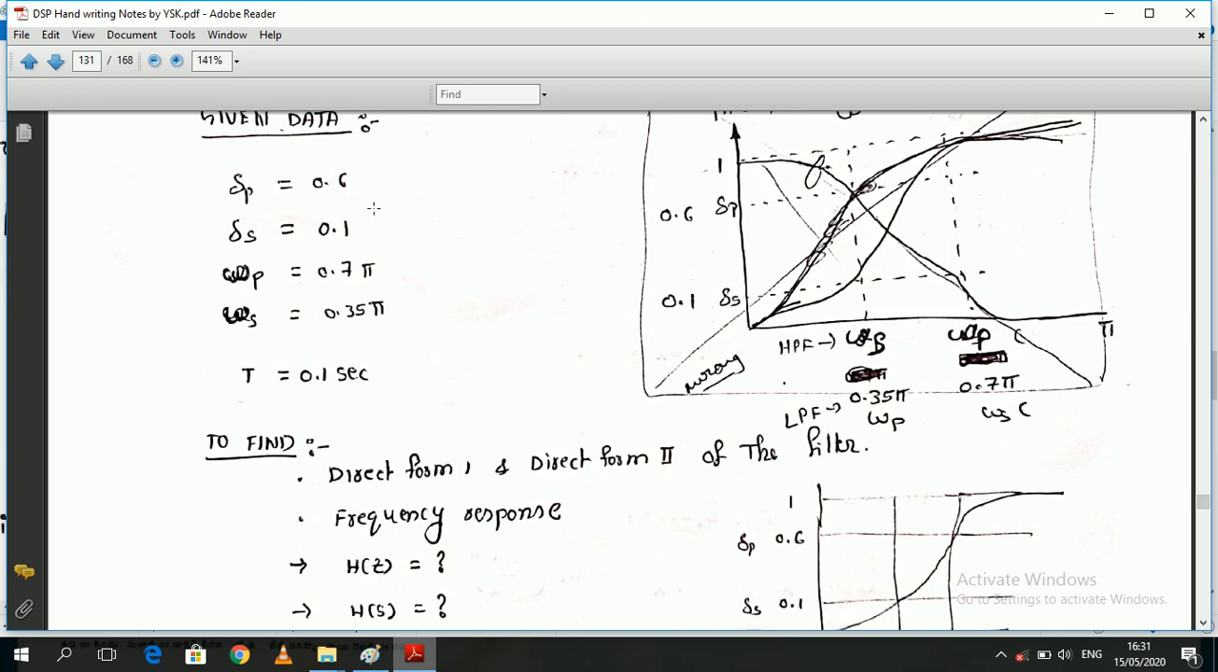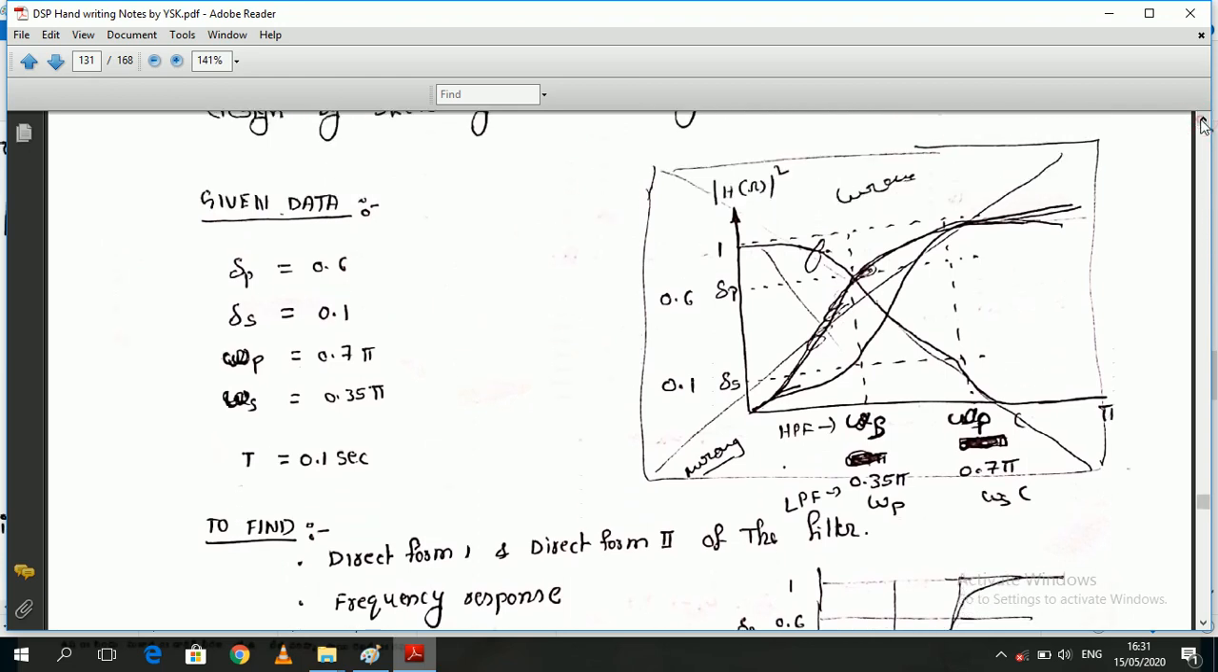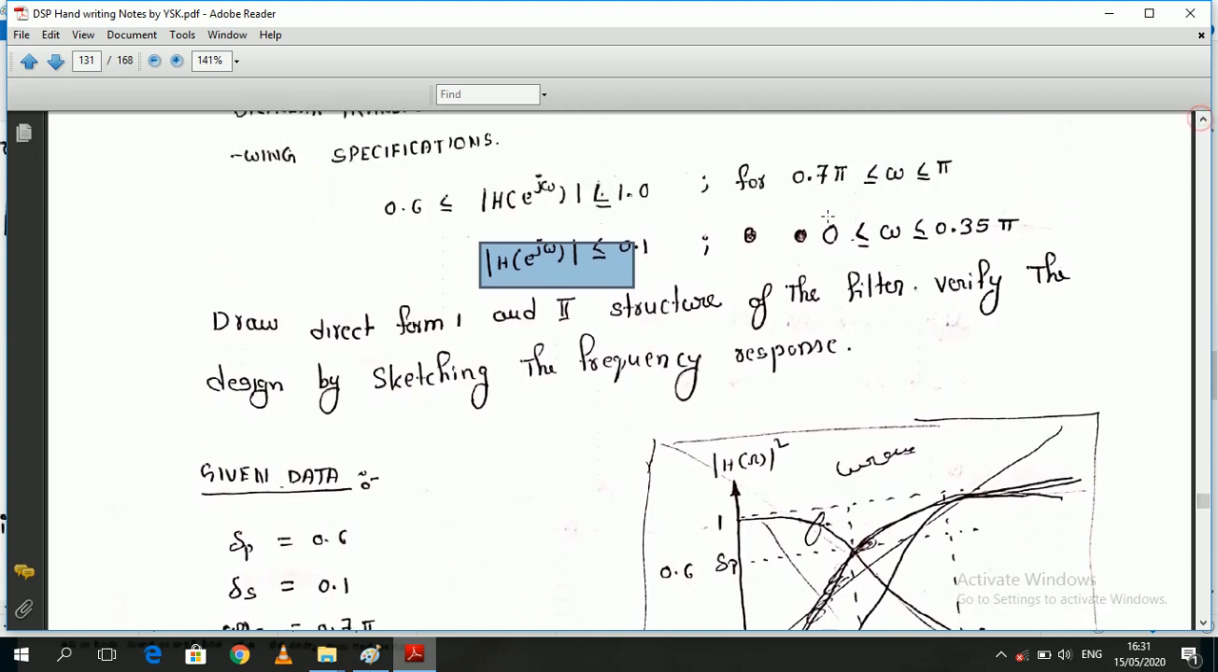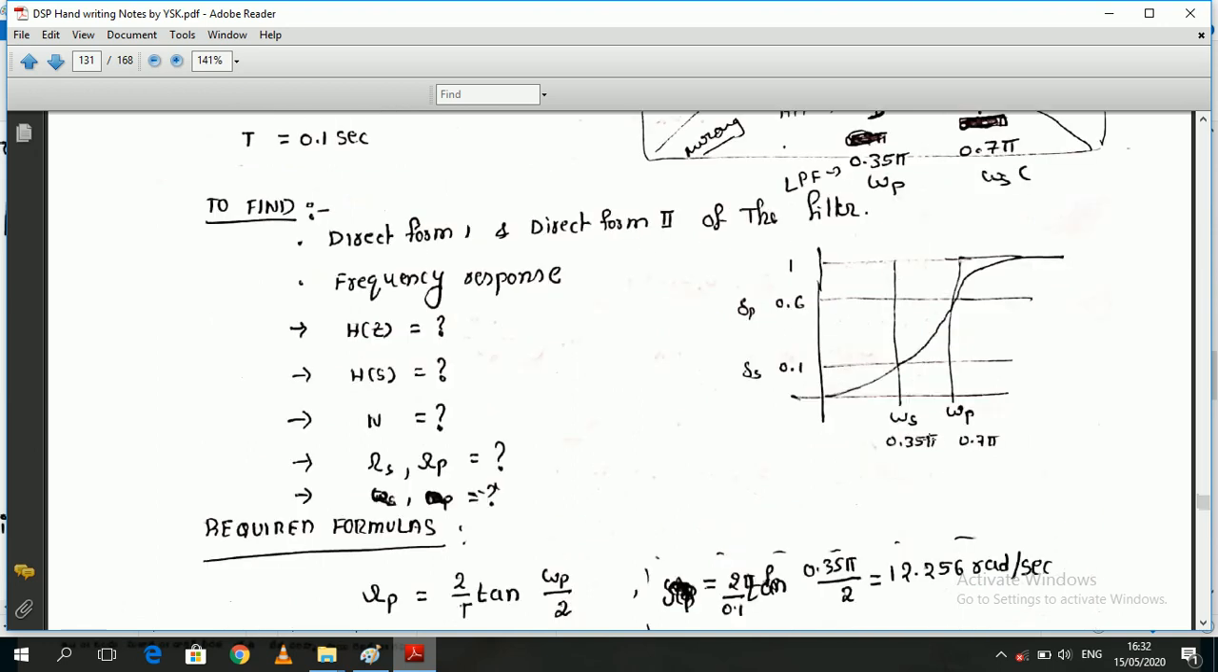So omega p is equal to 0.6 and omega s is equal to 0.1, because you observe what is the higher frequency and what is the lower frequency and magnitude and everything. See, this is the lower frequency, 0 to 0.35, that means the magnitude is less than or equal to 0.1, and for 0.75 pi to pi, this is a higher frequency, then 0.6 and 1. So this is delta p, this is delta s, 0.35 pi and 0.75 pi. This is the pass band edge frequency, this is the stop band edge frequency, and this is 0.6, and this is 1.